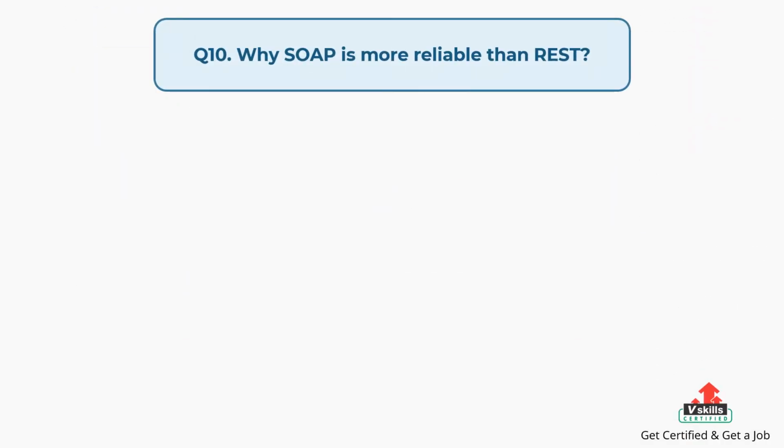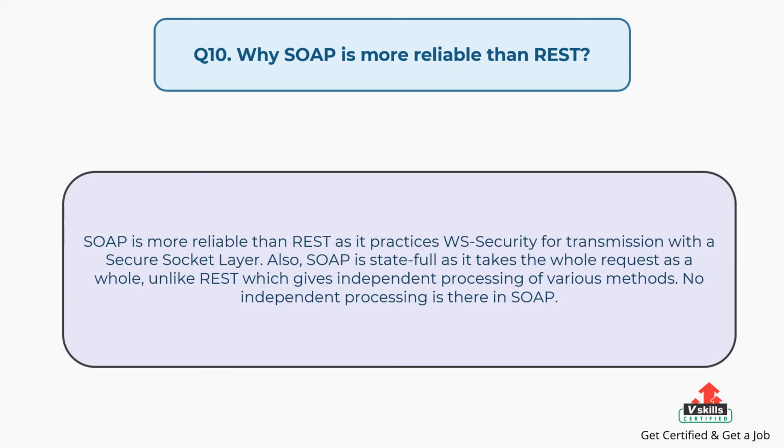Question number 10. Why SOAP is more reliable than REST? The answer is SOAP is more reliable than REST as it practices WS security for transmission with a secure socket layer. Also, SOAP is stateful as it takes the whole request as a whole, unlike REST which gives independent processing of various methods. No independent processing is there in SOAP.